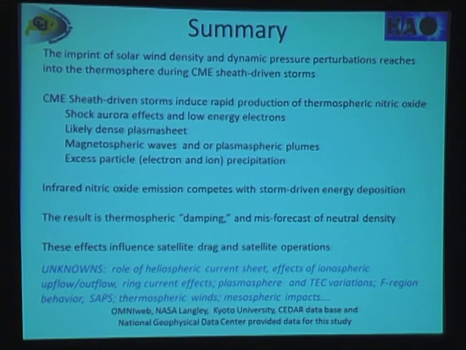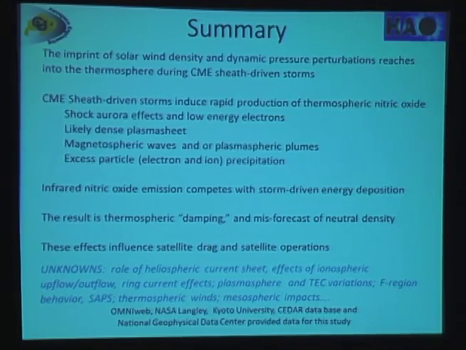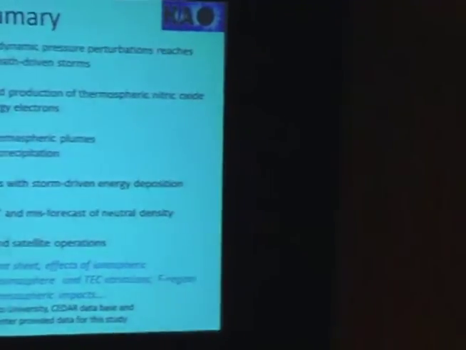We don't know what the heliospheric current sheet is doing. I have some suspicions. We don't know if there are upflow and outflow effects. I'm almost certain there are. I've taken a look at the TEC variations, tearing out my hair. I didn't show them because I don't understand them. F region behavior, SAPs. We don't have good measurements of the thermospheric winds. Wide open to look at this kind of, where did this come from, type of science.